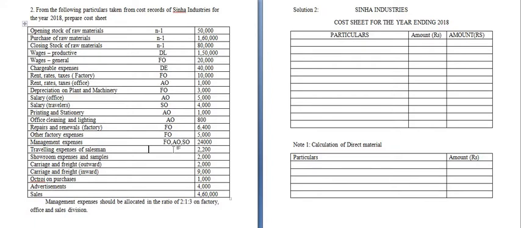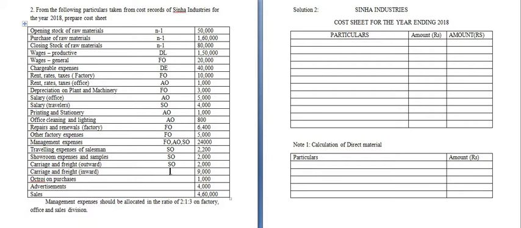Now next, traveling expenses and traveling expenses of salesman. Again it is relating to selling and distribution overheads. Showroom expenses and samples, again selling and distribution overheads. Now carriage and freight outward, it means at the time of selling goods these expenses will be incurred. As you are selling it, it is selling and distribution overheads.